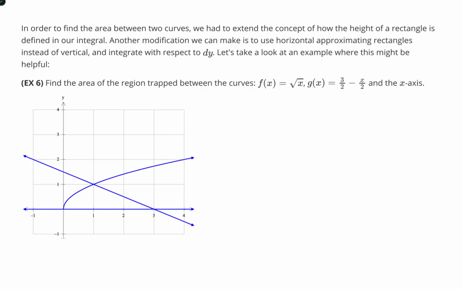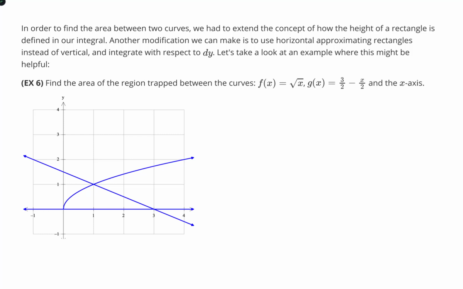In order to find the area between two curves, we had to extend the concept of how the height of a rectangle is defined within our integral. Another modification that we could make is to use horizontal approximating rectangles instead of vertical approximating rectangles, and then integrate with respect to dy. So let's take a look at an example where this might be helpful.